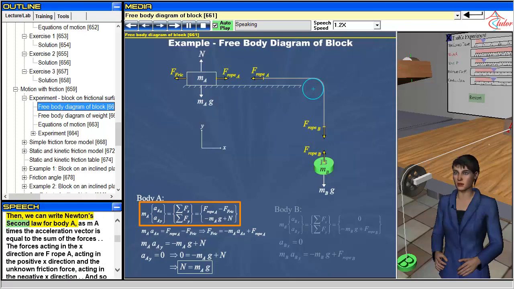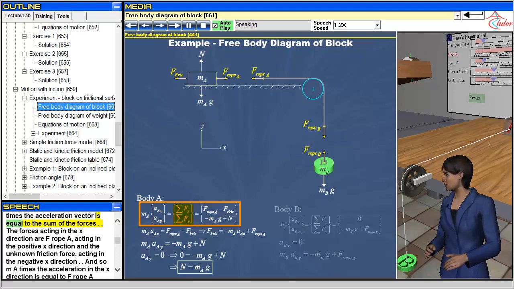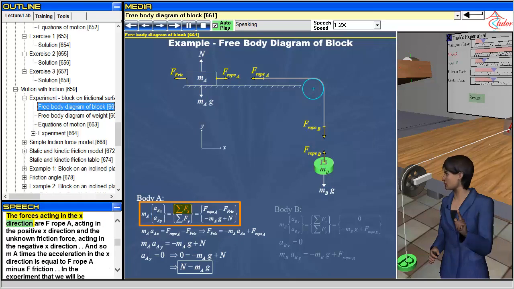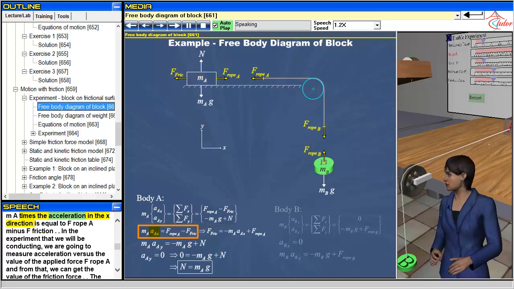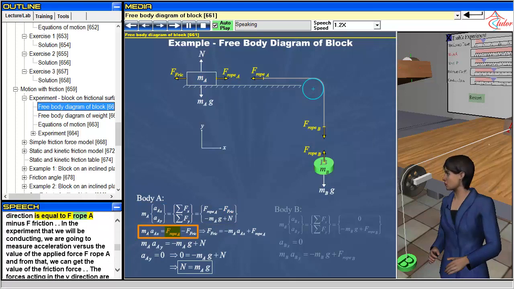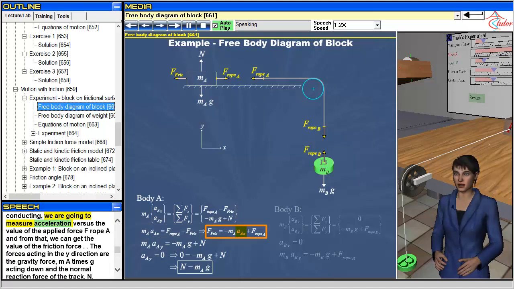Then, we can write Newton's second law for body A as m_A times the acceleration vector is equal to the sum of the forces. The forces acting in the x direction are F rope A, acting in the positive x direction, and the unknown friction force, acting in the negative x direction. And so m_A times the acceleration in the x direction is equal to F rope A minus F friction. In the experiment that we will be conducting, we are going to measure acceleration versus the value of the applied force F rope A. And from that, we can get the value of the friction force.